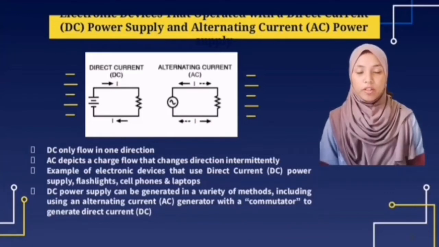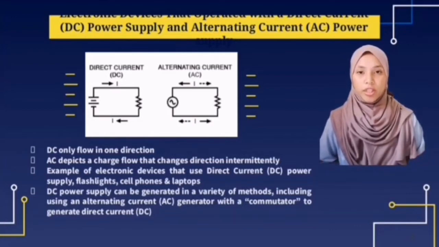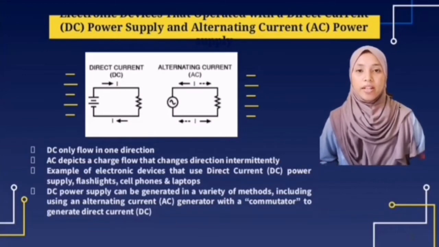Examples of electronic devices that use direct current power supply are flashlights, cell phones and laptops. DC power supply can be generated in a variety of methods, including, first, using an alternating current generator with a commutator to generate direct current. Second, the use of rectifier devices, which convert AC to DC. Third, the battery supplies direct current that is produced by a chemical reaction inside the battery. Direct current is utilized in any electronic devices that utilize a battery as a power source.